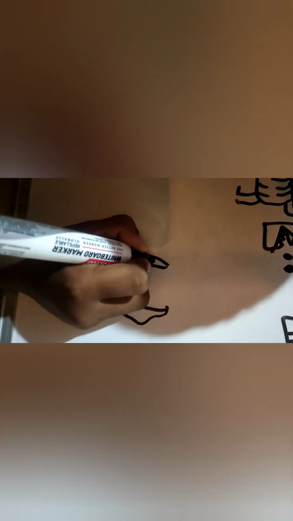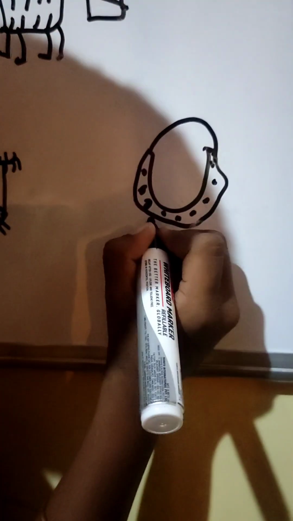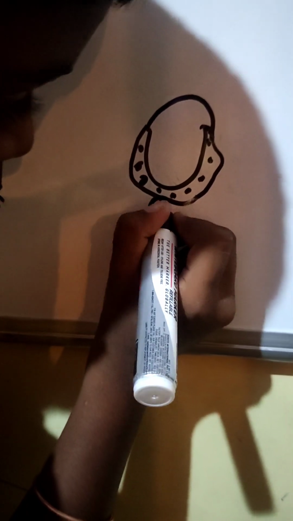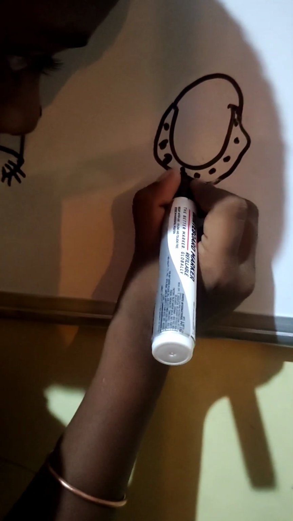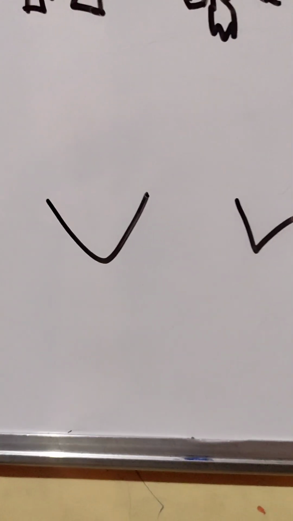For U, we can draw something like this. A necklace. We can draw a necklace. Yes, we can draw a necklace, a human wearing it. Now put the dollar, then a V.